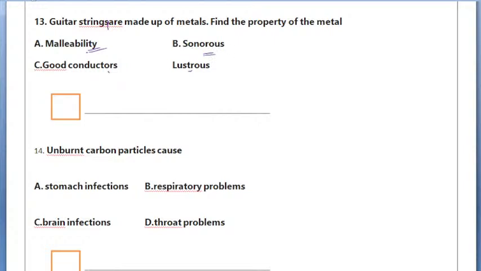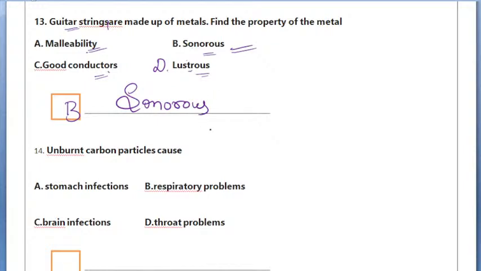Sonorous is nothing but the sound producing property. Good conductors are the good conductors of electricity. Lustrous means they have the shining property. So which property is used in guitars, why are they using metals to make the strings? Because they produce the sound. Okay, the right answer is option B, sonorous.